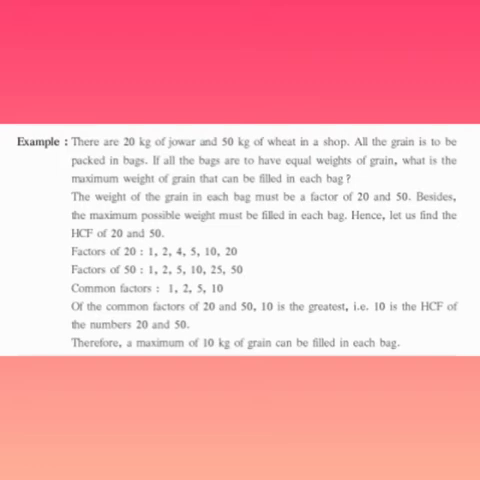So now here the factors of 20 are 1, 2, 4, 5, 10 and 20. Now factors of 50 are 1, 2, 5, 10, 25 and 50. The common factors of 20 and 50 are 1, 2, 5 and 10. Of the common factors of 20 and 50, 10 is the greatest, that is, 10 is the HCF of the numbers 20 and 50. Therefore, a maximum of 10 kg of grain can be filled in each bag.